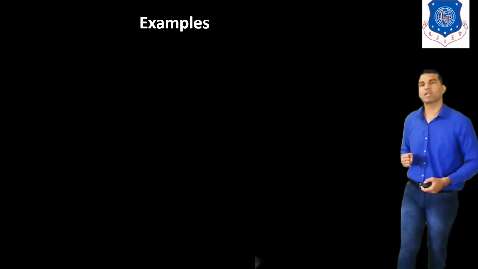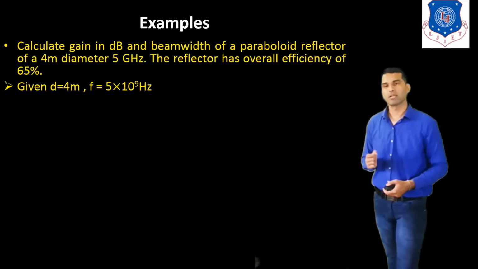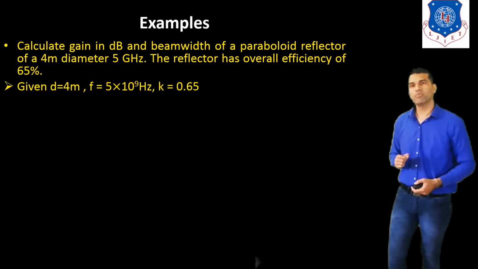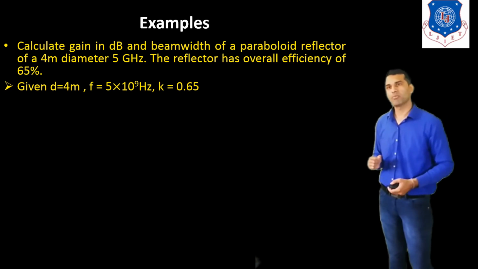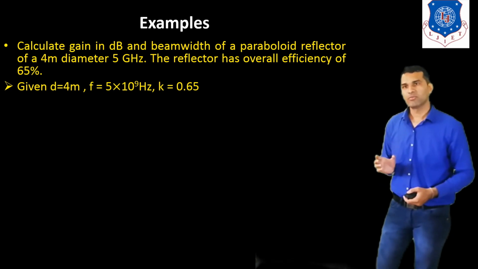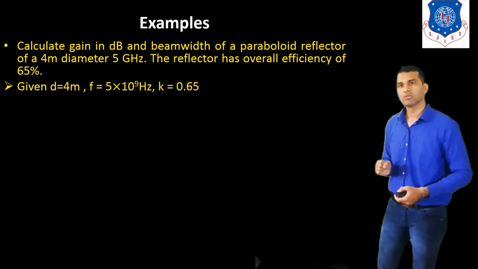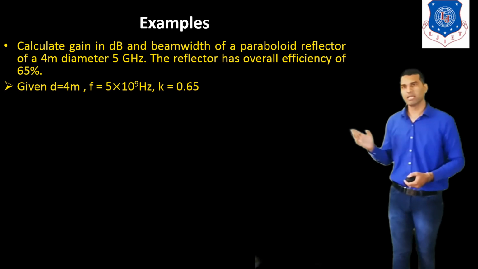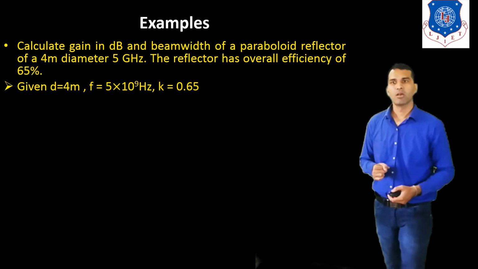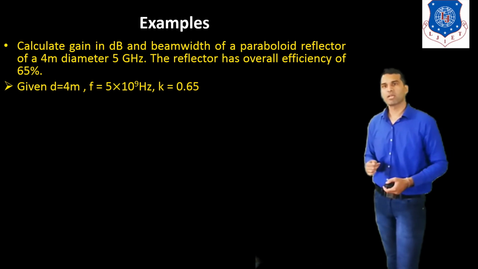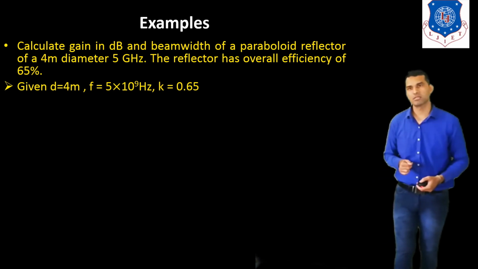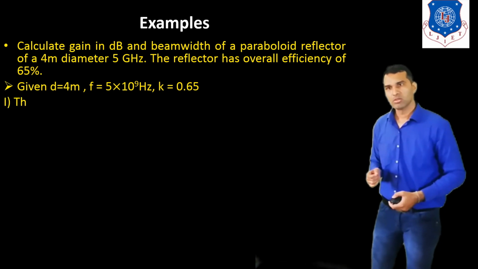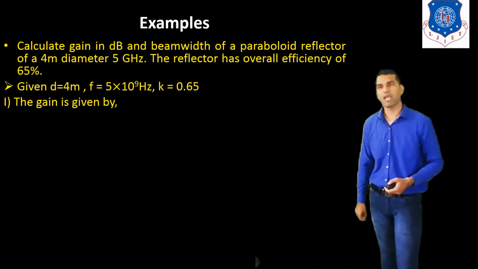Now we discuss an example. Calculate the gain in dB and beam width of a parabolic reflector of 4 meter diameter. A 12 GHz frequency is given. The reflector has an overall efficiency of 65 percent. So here the diameter D is given as 4 meter, the frequency is given as 12 GHz, which is written as 5 into 10 raised to 9 Hz, and K, that means efficiency, is given as 0.65. So first we calculate the gain.